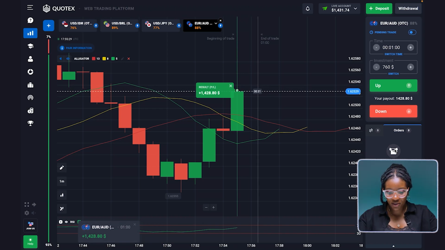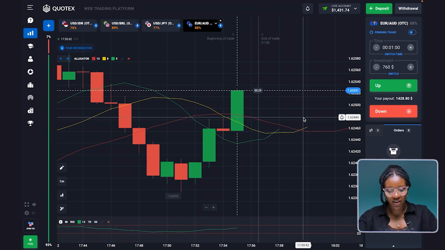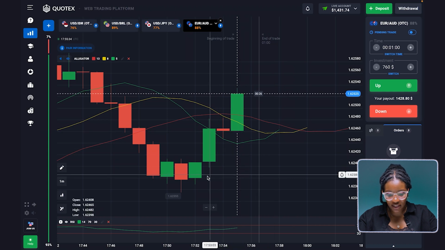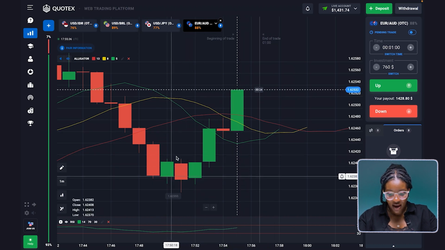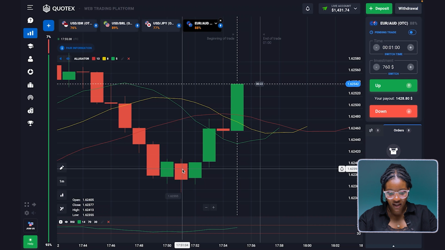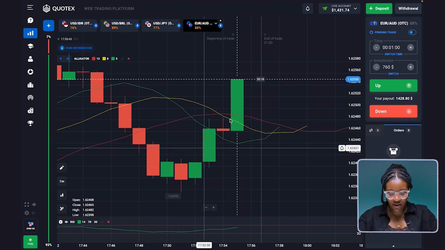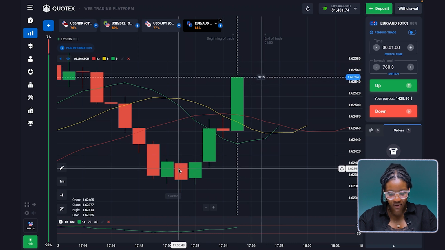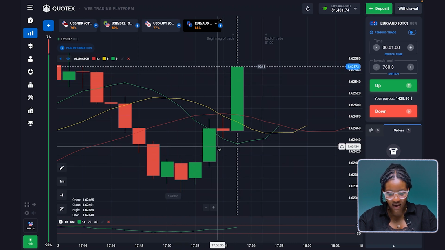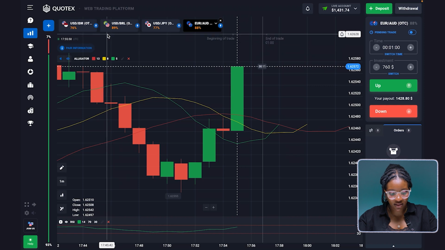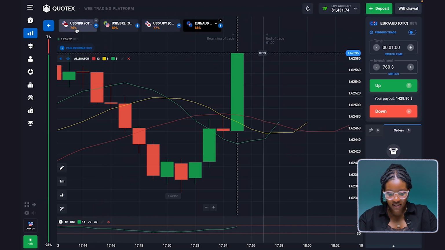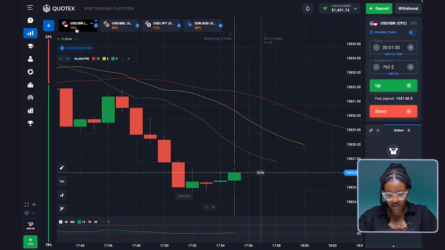So guys, I'm in the profit with 1,000 already. I think it was a pretty clear situation, because you see, after this red candlestick, the situation would change in my opinion. And yeah, right now it is what it is. So let's go to the next, to the last currency pair, I think, yeah, with 72% of payout.